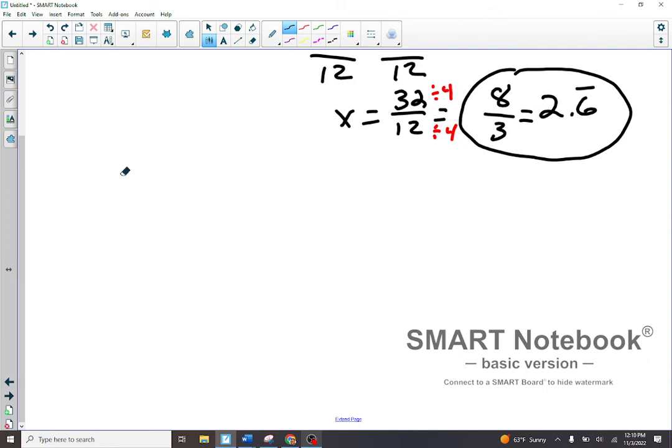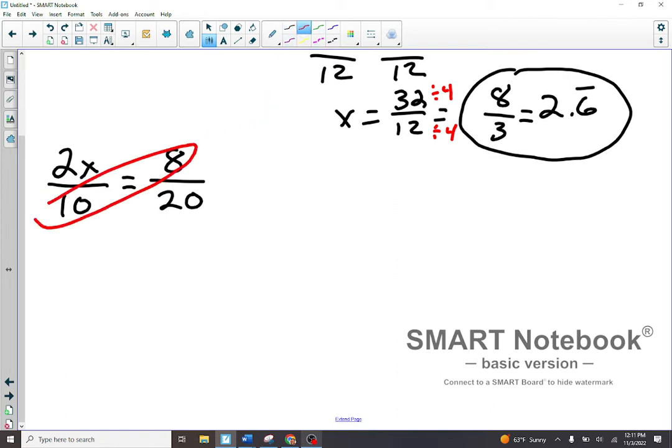So proportions are not only just variables by themselves, it could be a full expression. 2x over 10 equals 8 over 20. And this one, we're still going to cross multiply. So we do 20 times 2x equals 8 times 10.